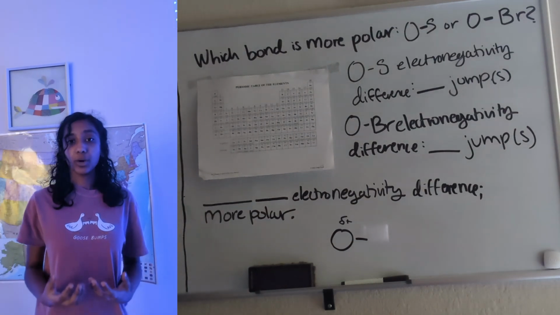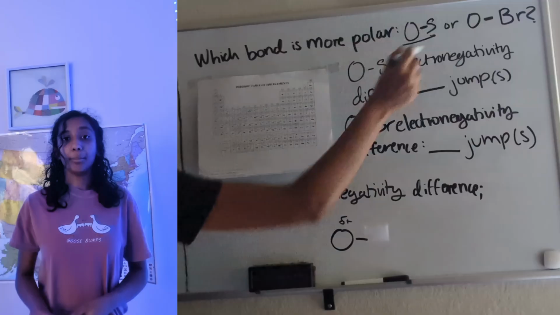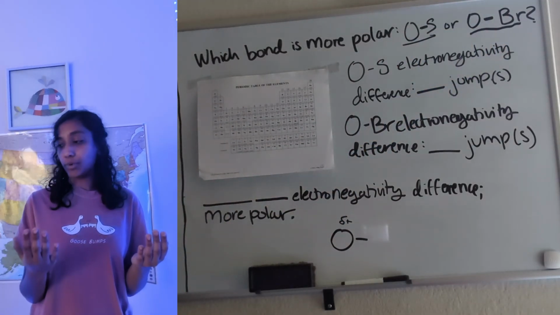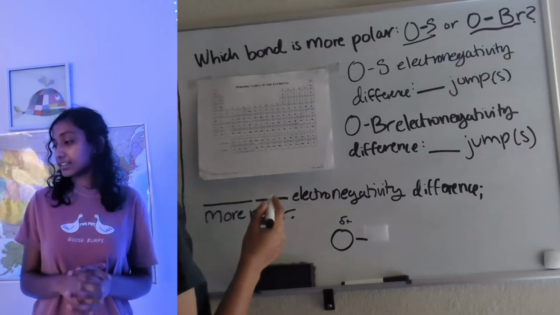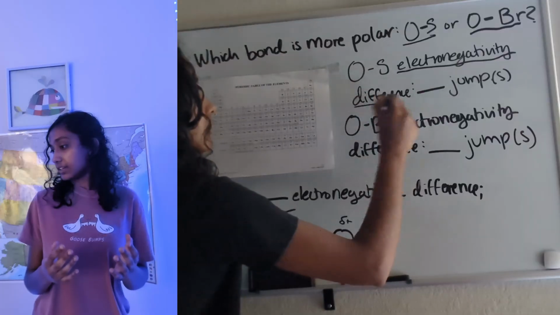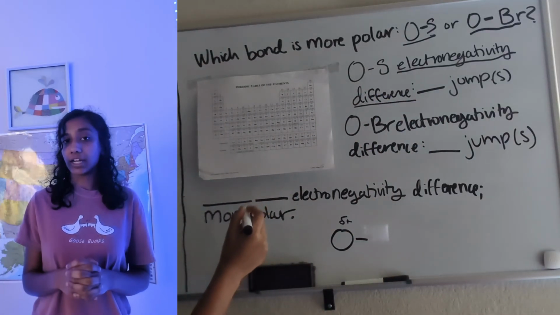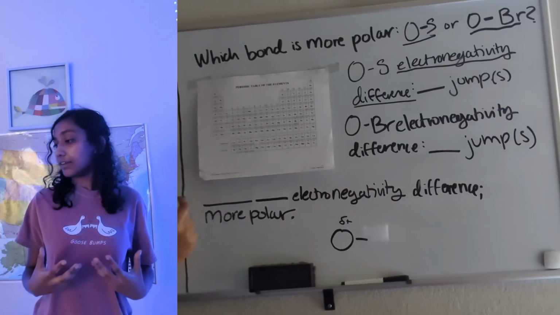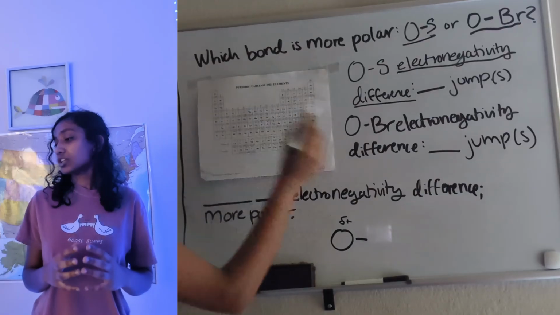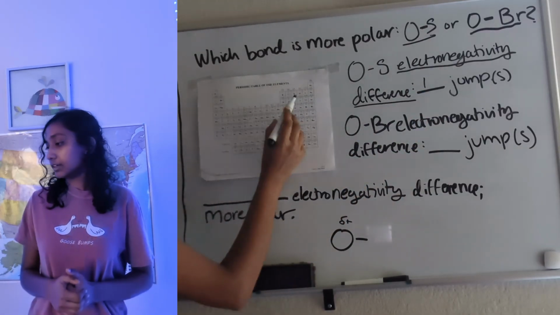For example, this question asks us which of these bonds is more polar, a bond between oxygen and sulfur, or a bond between oxygen and bromine. The question asks us about polarity, so we need to look at the difference in electronegativity between the two atoms. The atoms with the largest electronegativity difference will have the most polar bond. On the periodic table, oxygen is right above sulfur, making them only one jump away from each other.